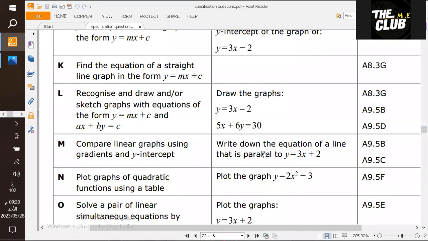Okay, guys, let's continue. These questions, we talked about drawing graphs using normal equations like these. We're going to talk about these equations.